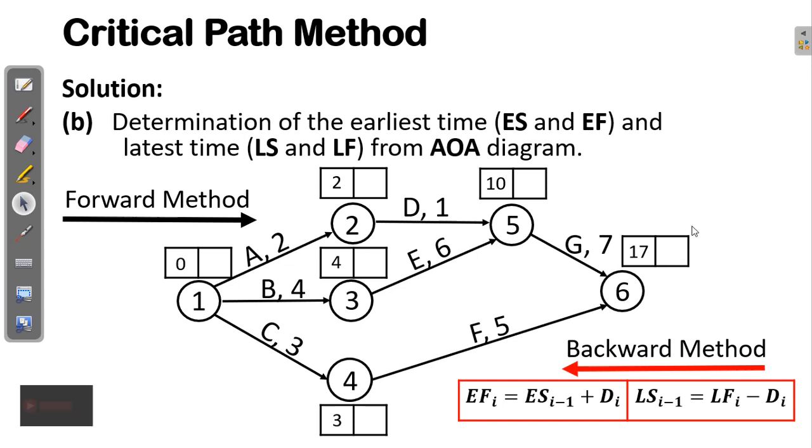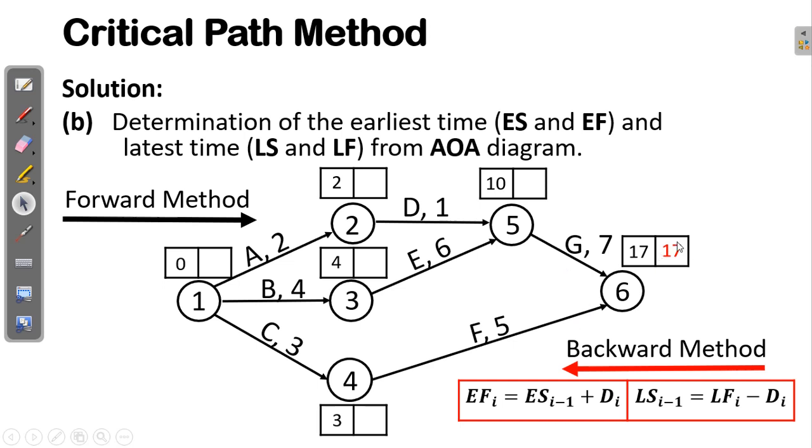So with the backward method, we start from the last node here, and for the latest finish time of these two activities, we just pick the earliest finish time and substitute it into this right hand box, and it becomes the latest finish time. So the latest finish time for these two activities is equal to the early finish time of these two activities.